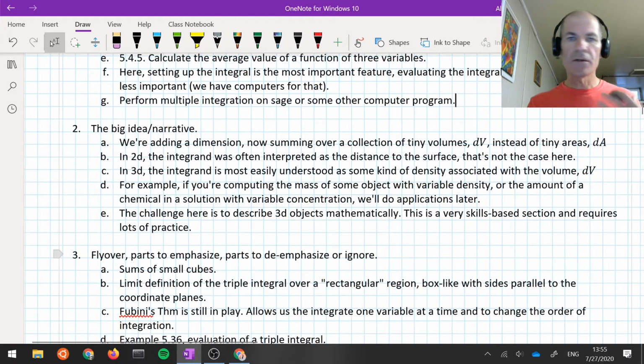The challenge here in this section, it's a very skills-based section. The challenge here is to describe 3D objects mathematically, take those descriptions and put them into limits of a triple integral, and then be able to evaluate that triple integral.